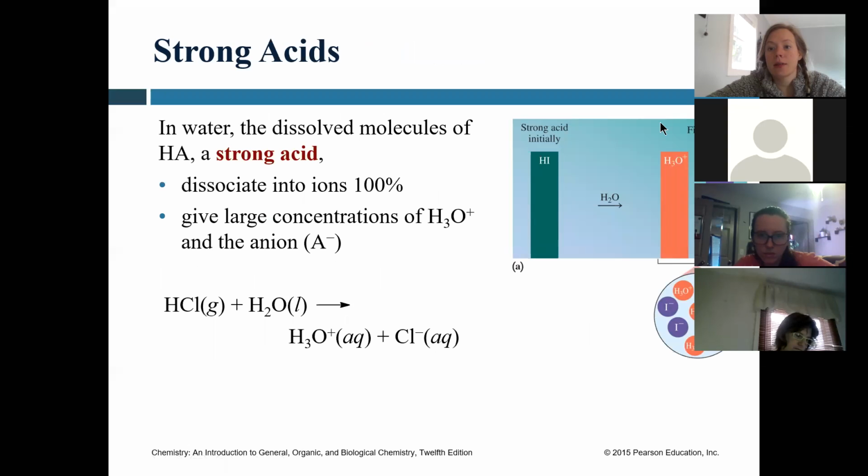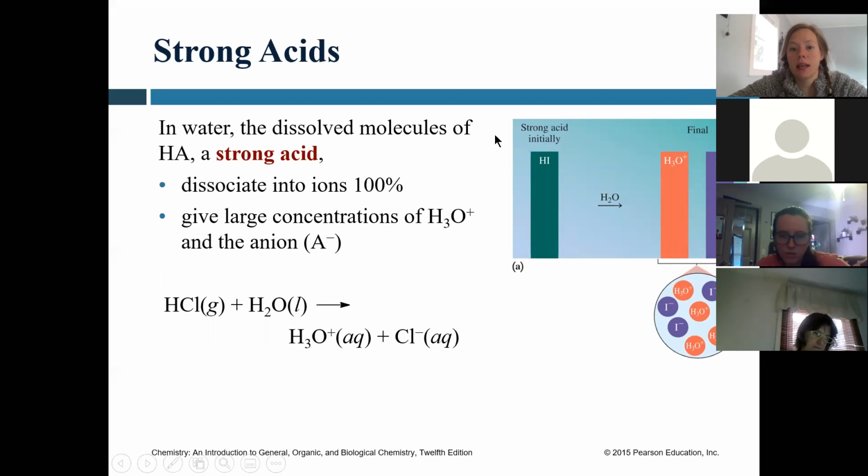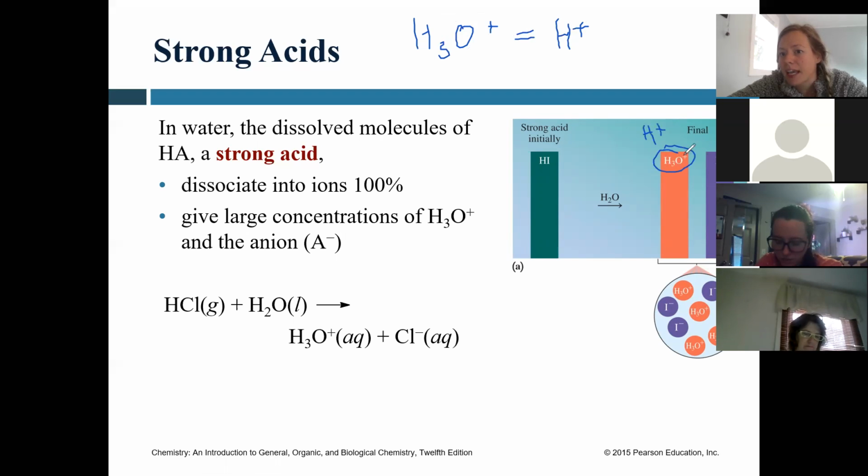So strong acids, here we go. We've got HI. It completely dissociates into the H3O plus. And when you see H3O plus, know that H3O plus is pretty much the same thing as H plus. When I'm talking about those two things, I'm talking about the same thing. How do they differ? This is H plus, this is H plus attached to a water.